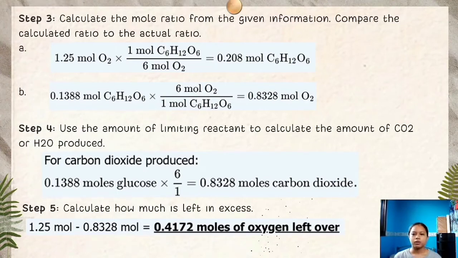On the other hand, to get the amount of oxygen gas produced, we will multiply the limiting reactant, which is 0.1388 moles of glucose, with 1 mole glucose for every 6 mole of oxygen gas. To get the carbon dioxide produced, we will multiply the moles of glucose with 6, which results to 0.8328 moles. And the last step is to get the difference between the moles of oxygen gas and carbon dioxide produced to get the excess reagent. Thus, 0.4172 is the moles of oxygen gas left over.